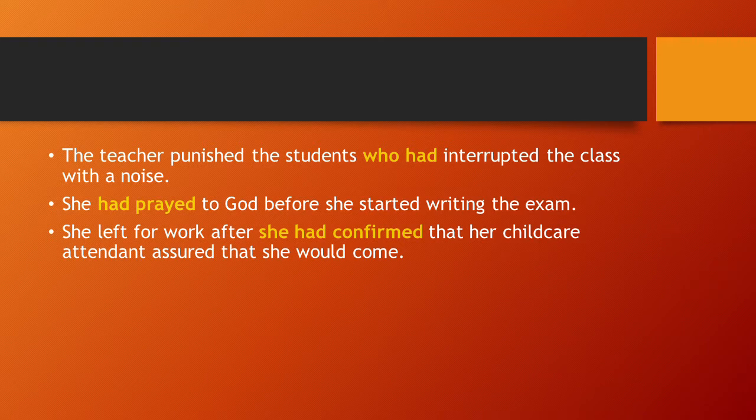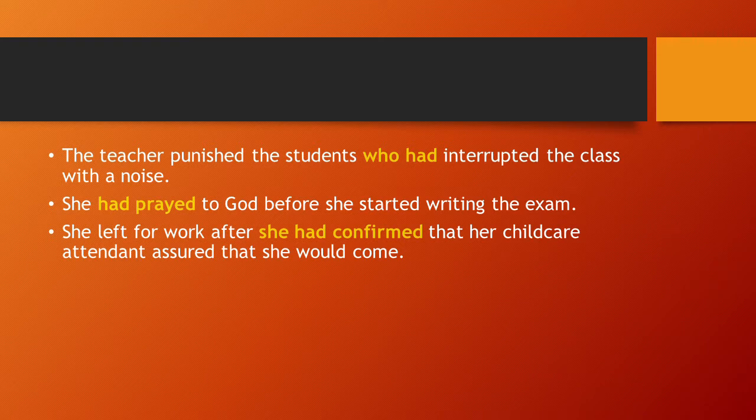Even if the sentences are jumbled, just by looking at the position of the word had in the sentence, you can figure out the sequence of the events. She had prayed to God before she started writing the exam. So first she prayed to God and then she started writing the exam.